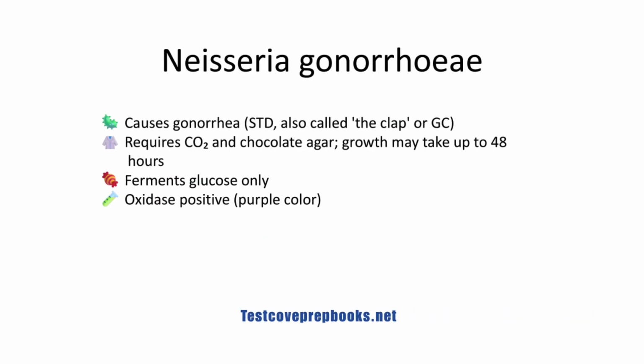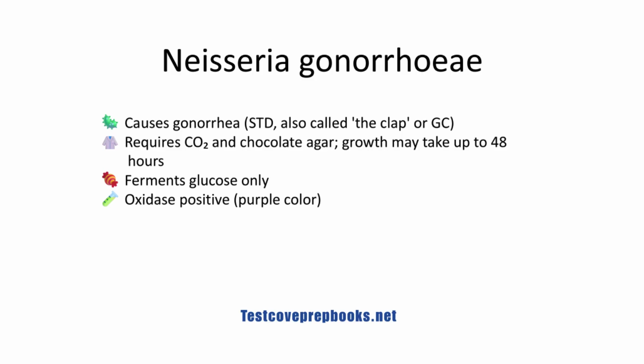Neisseria gonorrhoeae is the bacterium that causes gonorrhea, also known as the clap, or simply GC, a classic sexually transmitted infection. This organism requires carbon dioxide and chocolate agar for growth, and colonies may take up to 48 hours to appear. It ferments glucose only, unlike other Neisseria species. On testing, it is oxidase positive, producing a purple color. These key features, clinical disease, growth requirements, sugar utilization, and oxidase positivity, form the essential framework for identifying N. gonorrhoeae in the laboratory.